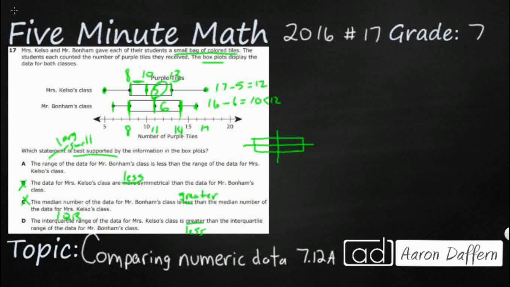If we were to say less, and you can see because this box is visually smaller, that's why the box plots are so powerful. Visually, you can do this without even necessarily calculating it. You see that is smaller than the box for Mr. Bonham. So that one is incorrect as well. Our answer here is A.